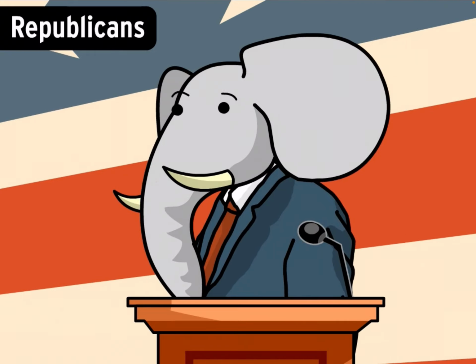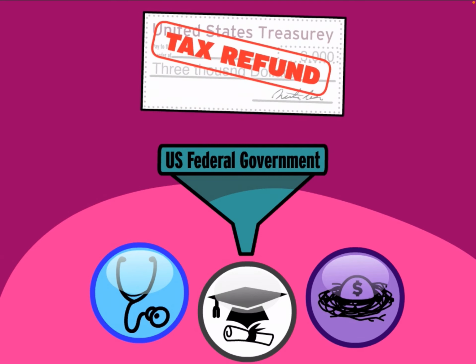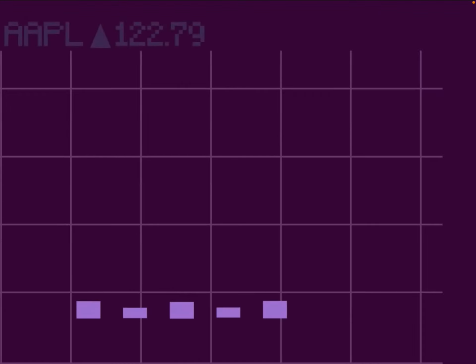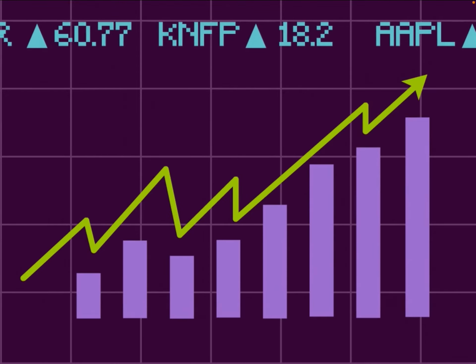The Republicans take a more conservative or right-leaning stance. They believe in lowering taxes and shrinking government programs. People will have more money to spend, helping businesses grow and create jobs.